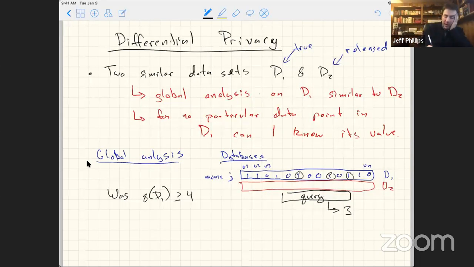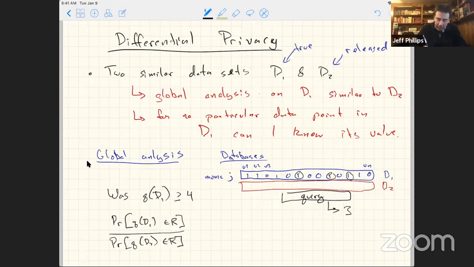Okay, so ultimately, I'm going to get a probability. You might actually work with likelihoods, but let's say the probability of the data set in some range, let's say greater than 4. And I want to compare D1 versus D2 here. Okay, so maybe I get the answer on D2, and I want to know the ratio of these probabilities. Okay, I want to approximately preserve this.